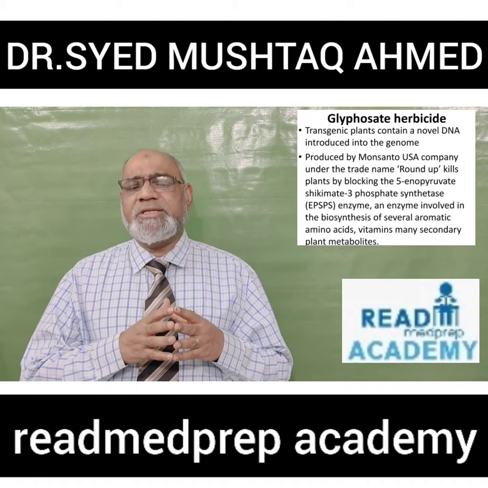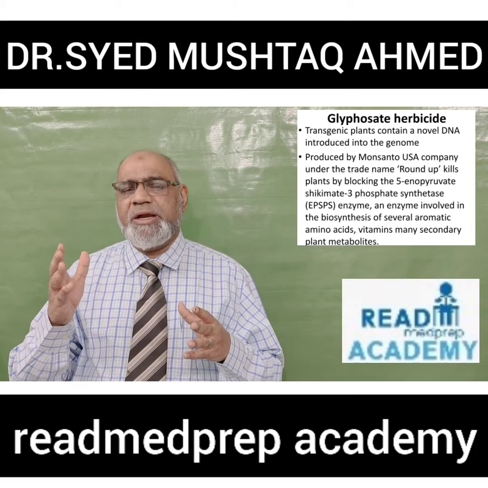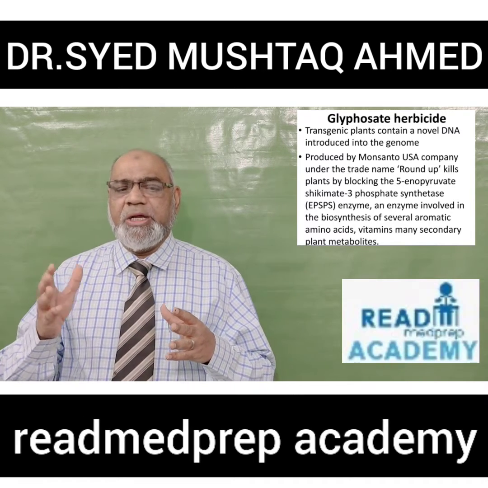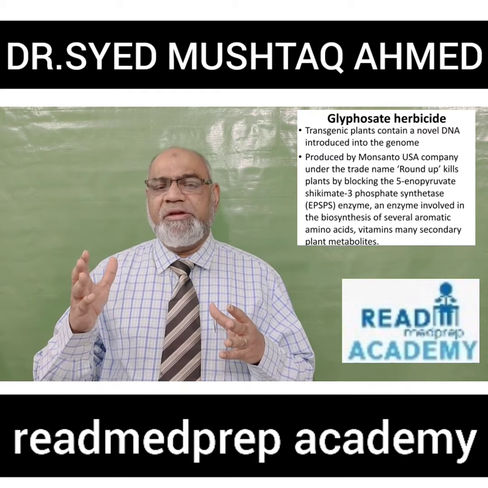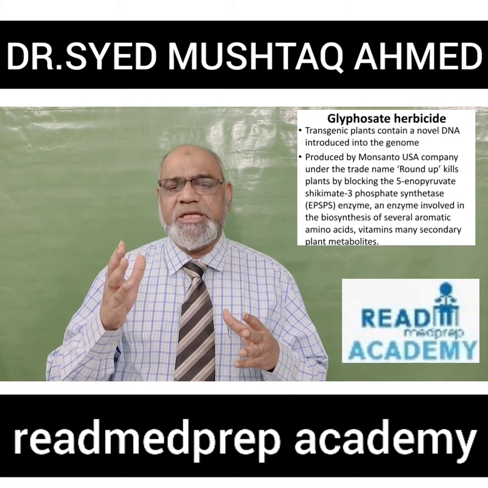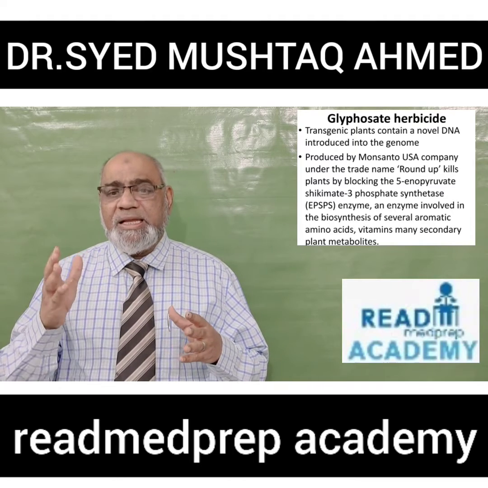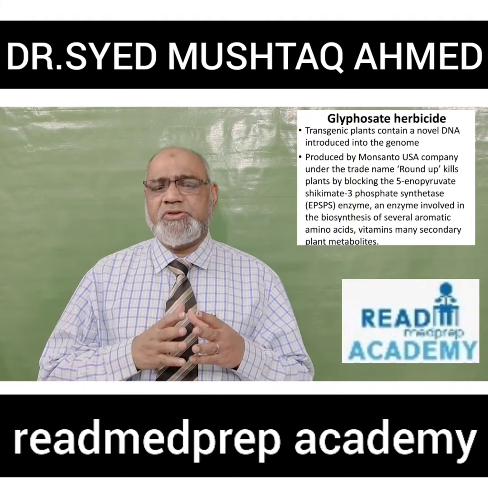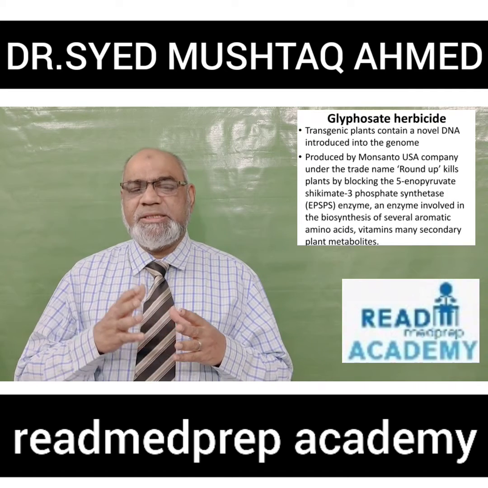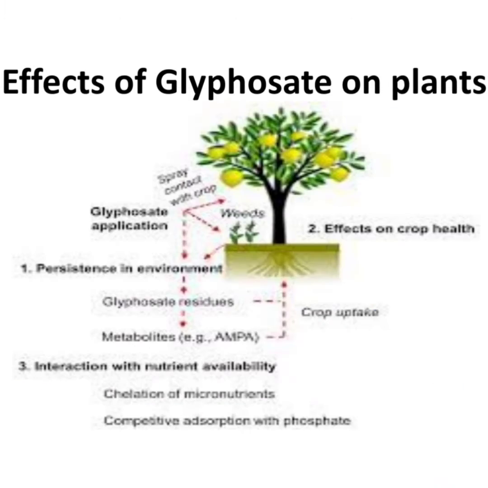Glyphosate, produced by the Monsanto USA company under the trade name Roundup, kills plants by blocking the 5-enolpyruvylshikimate-3-phosphate synthase, shortly EPSPS enzyme, an enzyme involved in the biosynthesis of several aromatic amino acids, vitamins, and many secondary plant metabolites. What is the effect of glyphosate on the plants?